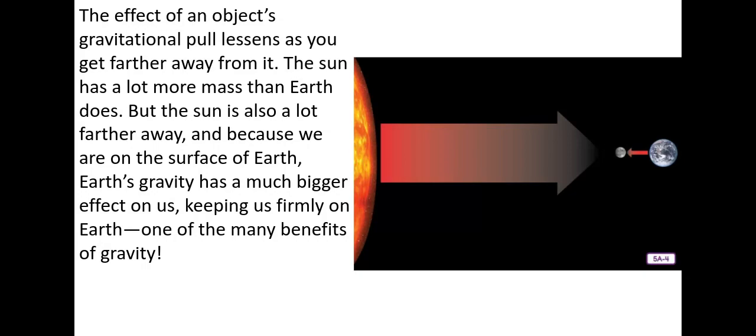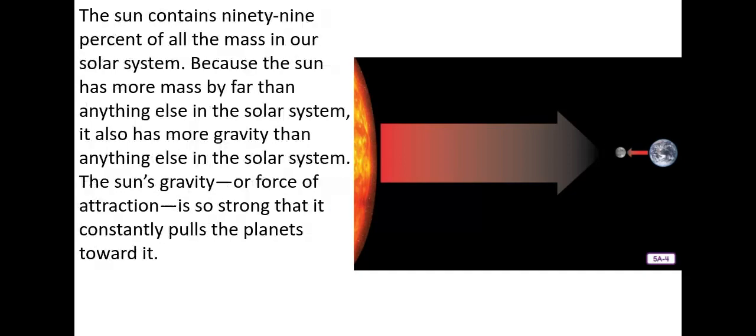The sun has a lot more mass than Earth does, but the sun is also a lot farther away. And because we are on the surface of Earth, Earth's gravity has a much bigger effect on us, keeping us firmly on Earth, one of the many benefits of gravity.